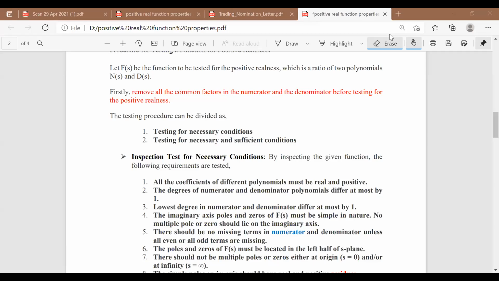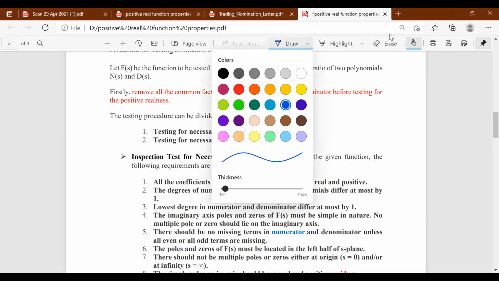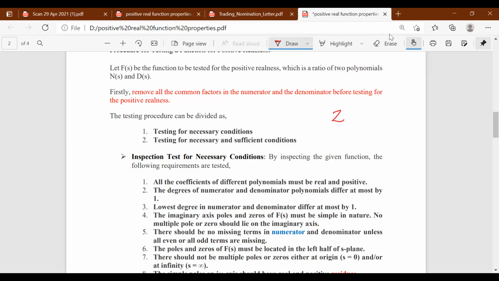Whenever you are given any function, like Z(s), it will be given in the form of numerator and denominator. The very first thing you should do is remove all the common factors from the numerator and the denominator. This is the most important point you should take care of before starting. I am going to take a numerical based on this also.